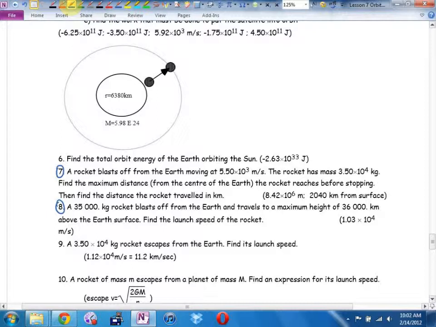So this is my checklist. Orbit, FG equals FC, no. Work, no. Then I fall back on conservation of energy. The amount of kinetic initial and the amount of potential initial has to equal the amount of kinetic final and the amount of potential final. That's how I'm going to handle this one.